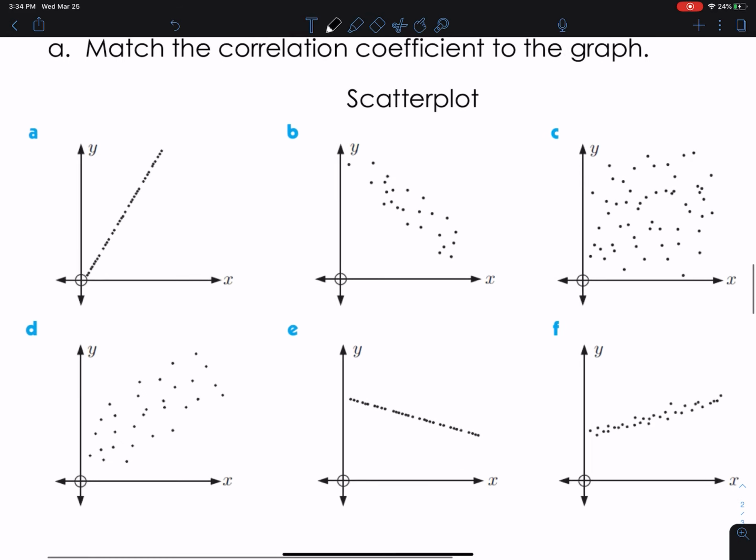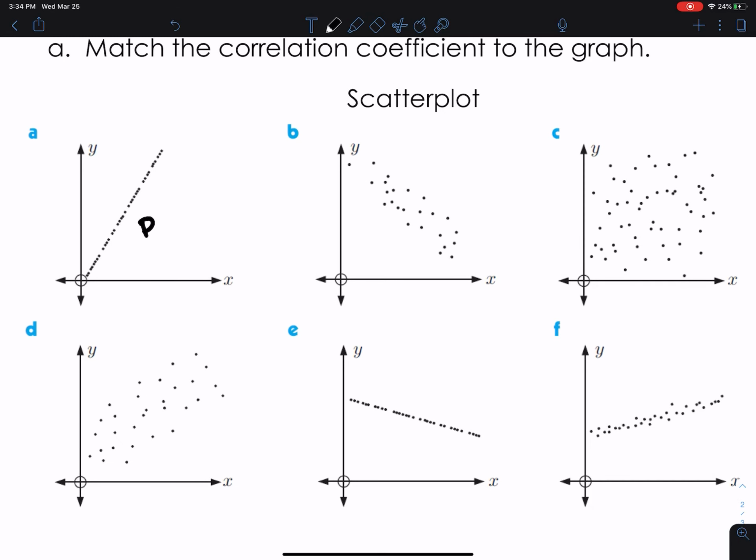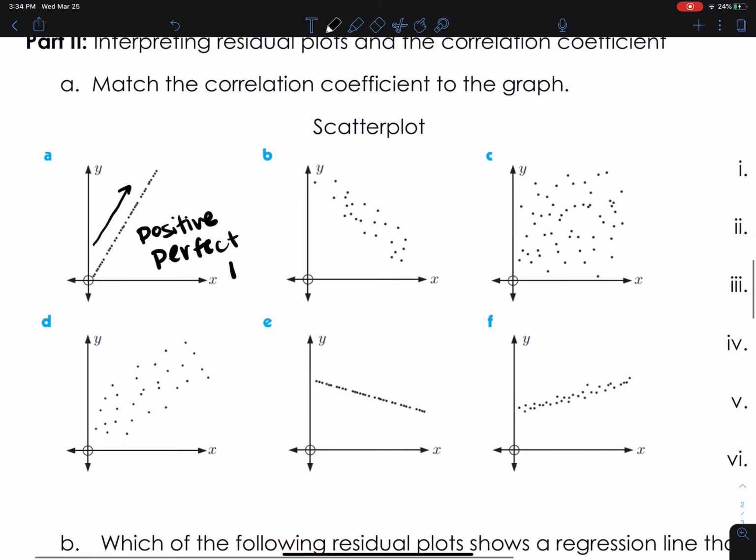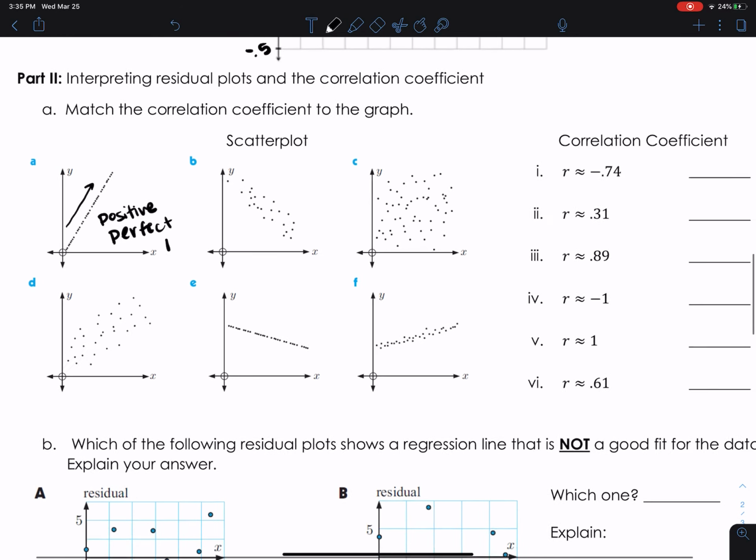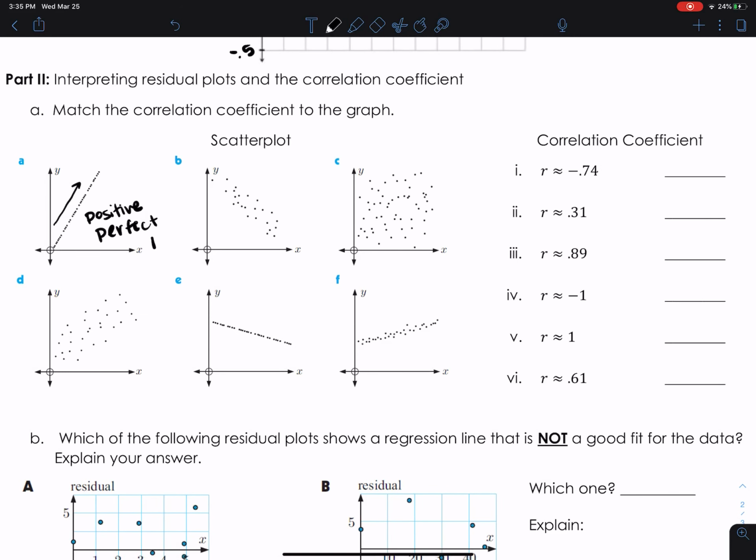So for A, this one, we know that it's positive because the slope is going up. And if you look at this, there are no points that are off of this line. So we know that this is perfect, which means that it should have a correlation coefficient of 1. So we're going to look over here at our list, and right here, V is r is approximately equal to 1. So we know that that's A.